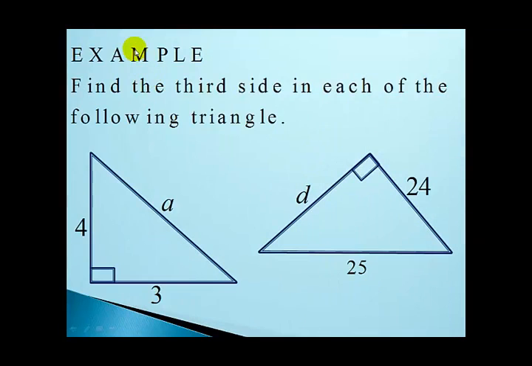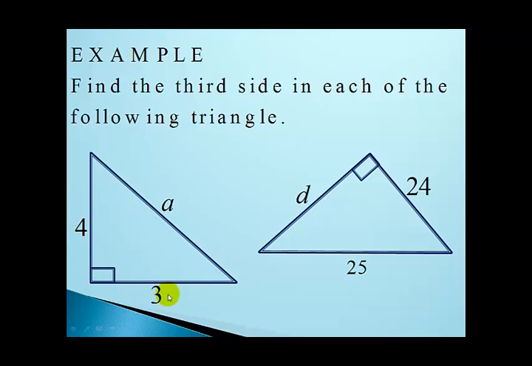Now, let's look at this example and see how best we can solve this problem using the Pythagoras theorem. Example: find the third side in each of the following triangles. When we consider the first triangle, we can see that we are given two sides. Now look at where we have our 90 degrees angle. The side that is opposite to the 90 degrees angle is the longest side, and the longest side of a right angle triangle is called the hypotenuse. It means that the other two sides are 4 and 3.